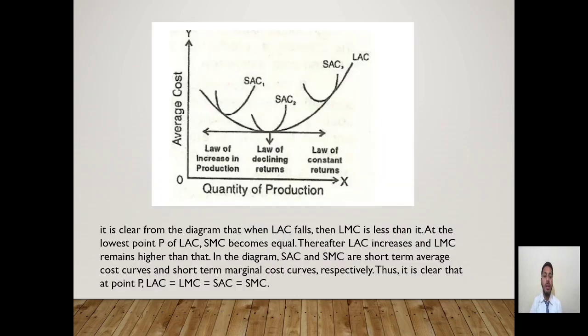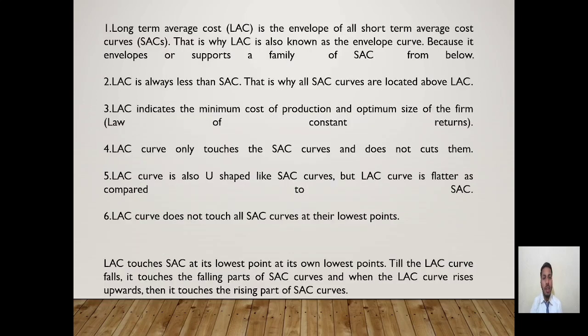It is clear from the diagram that when long run average cost falls, long run marginal cost is less than it. At point P, the long run average cost curve and long run marginal cost become equal. Therefore, when long run average cost is increasing, the long run marginal cost remains higher than it. In this diagram, the short run average cost curve and short run marginal cost curve are shown respectively. It is clear that at this point, long run average cost equals long run marginal cost, equals short run marginal cost, equals short run average cost. This explains the diagram.